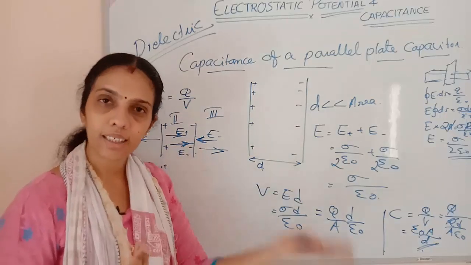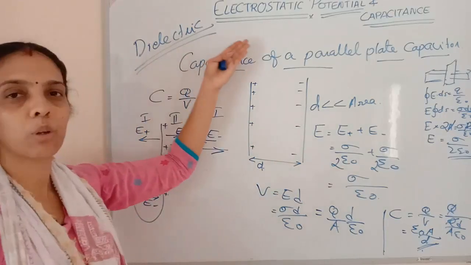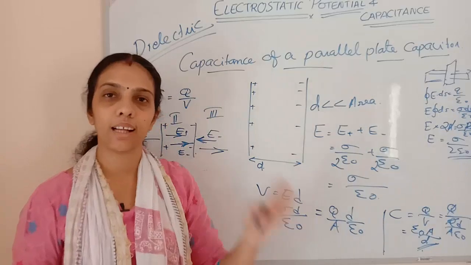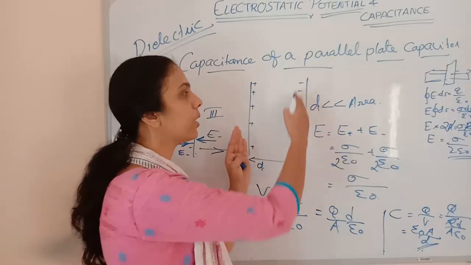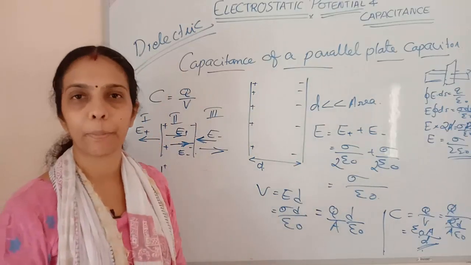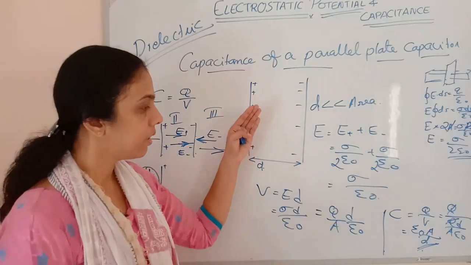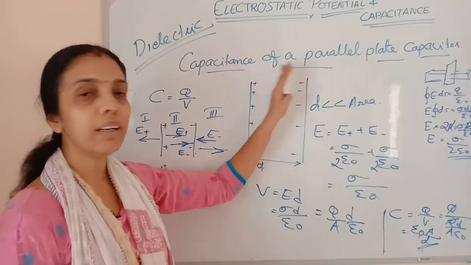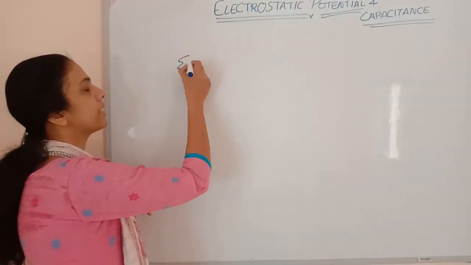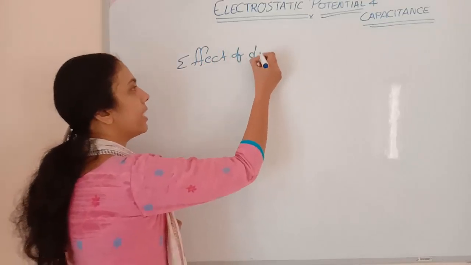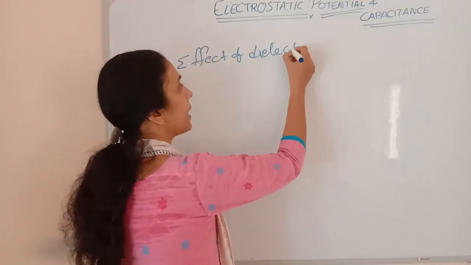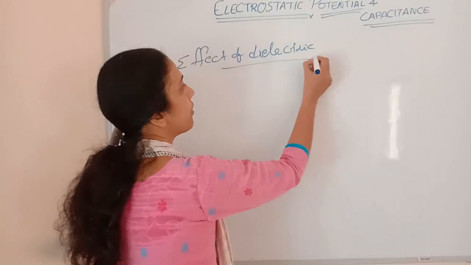Metals are the conductors, but here we are talking about dielectrics. Dielectric means it's an insulator. If I keep an insulator between the plates, what will happen? What are the changes that we are going to see if we keep a dielectric between them? Next is the effect of a dielectric in a parallel plate capacitor. Effect of dielectric.